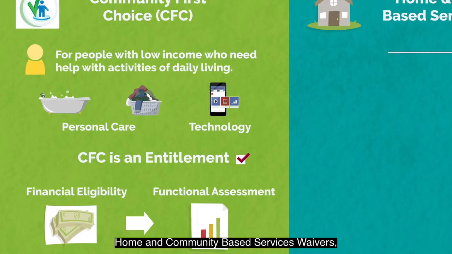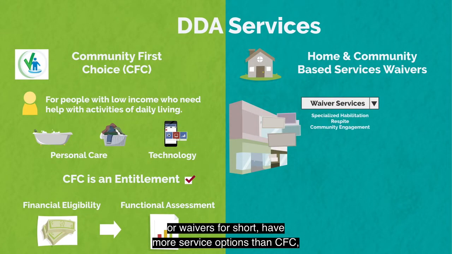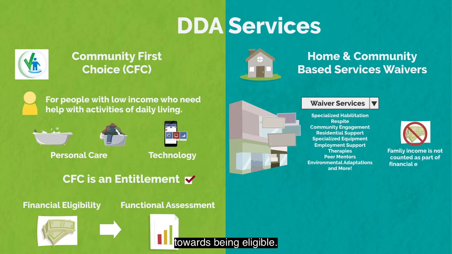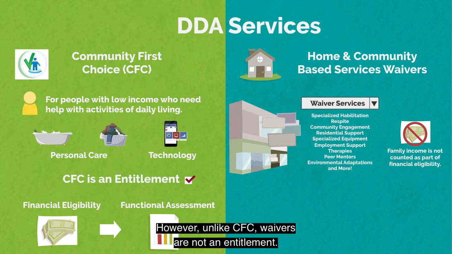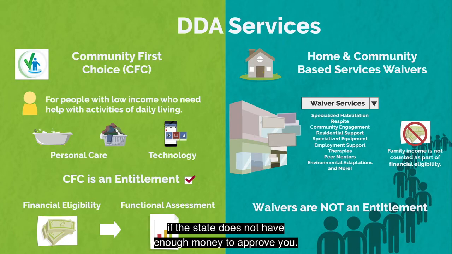Home and community-based services waivers, or waivers for short, have more service options than CFC, and children's family income is not counted towards being eligible. However, unlike CFC, waivers are not an entitlement. This means that even if you are eligible, you are not guaranteed a waiver if the state does not have enough money to approve you.